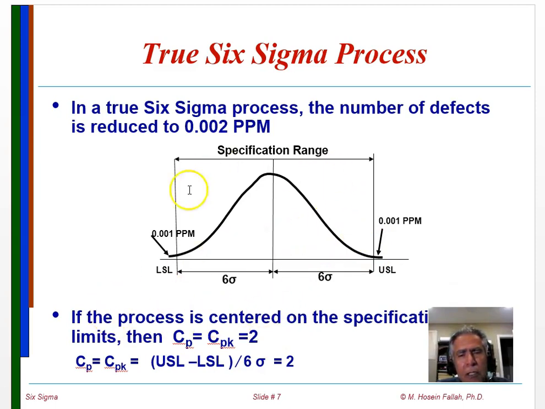And so in such a process, if the process mean and specification limit are centered on each other, then the process capability is actually equal to 2. As I've shown in here, process Cp equal to Cpk equal to upper specification limit minus lower specification limit divided by 6 sigma will be equal to 2, because this is 12 sigma range divided by 6 sigma.